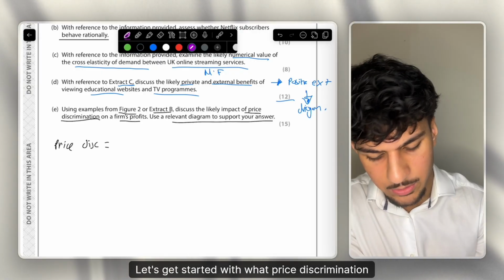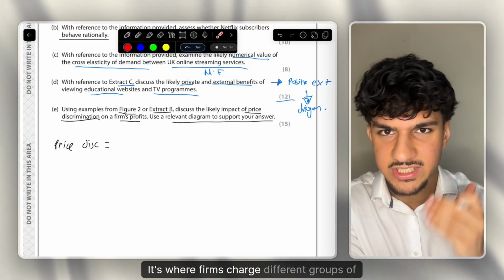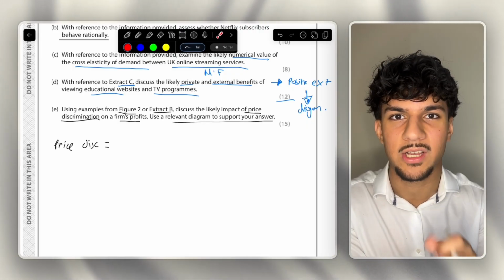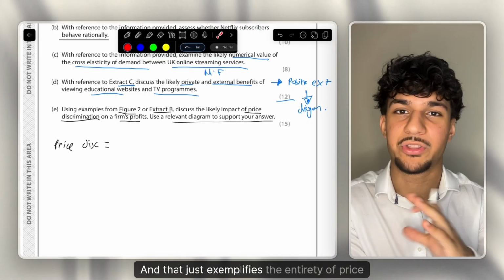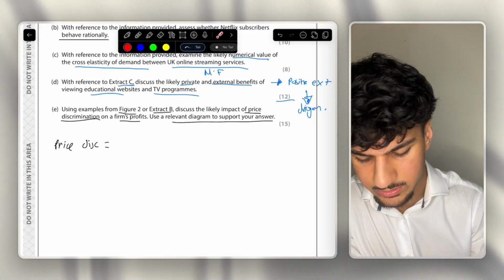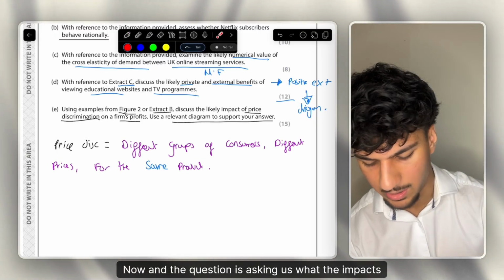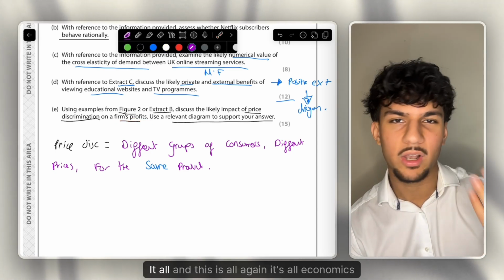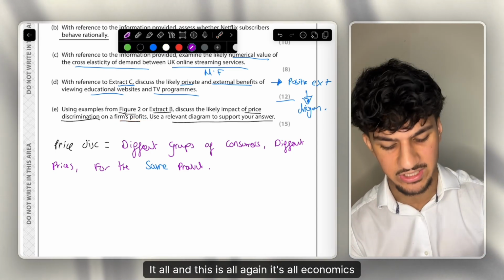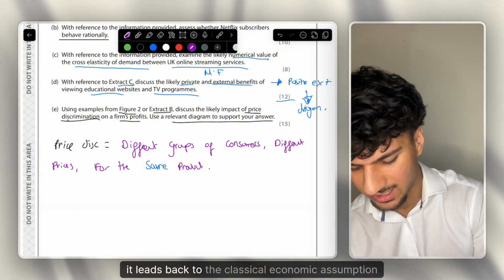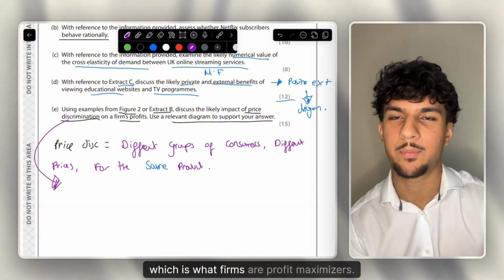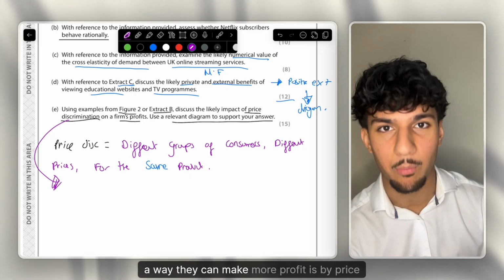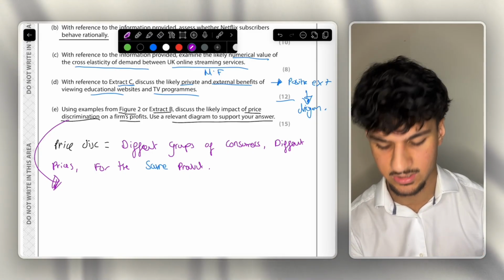Let's get started with what price discrimination actually is. It's where firms charge different groups of consumers different prices for the same product. And that just exemplifies the entirety of price discrimination. Now, the question is asking us, what are the impacts of price discrimination on a firm's profits? And this is, again, all economics theory, but it leads back to the classical economic assumption, which is what? Firms are profit maximizers, and a way they can further that objective, a way they can make more profit, is by price discriminating. So why do they do it?